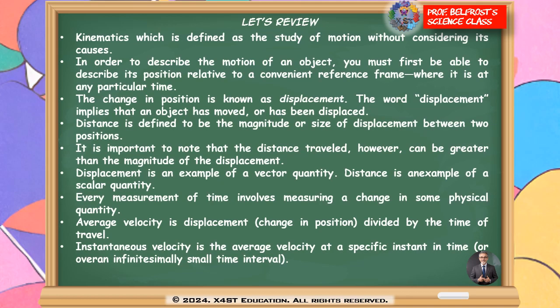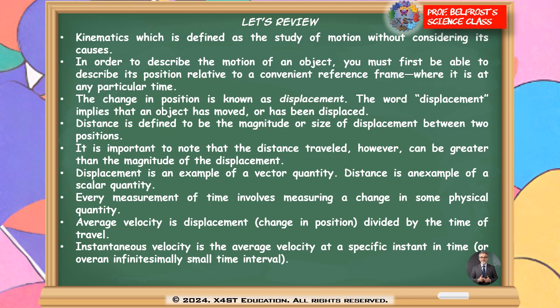First, I want to review just the big concepts. First is kinematics. It is defined as the study of motion without considering its causes. In order to describe the motion of an object, you must first be able to describe its position relative to a convenient reference frame. Mostly we take the Earth, but it may be another stationary object relative to the Earth, or sometimes you can even take some object in motion to be the reference frame at any particular time. The change in position is known as displacement, and the word displacement always implies that an object has moved or been displaced.